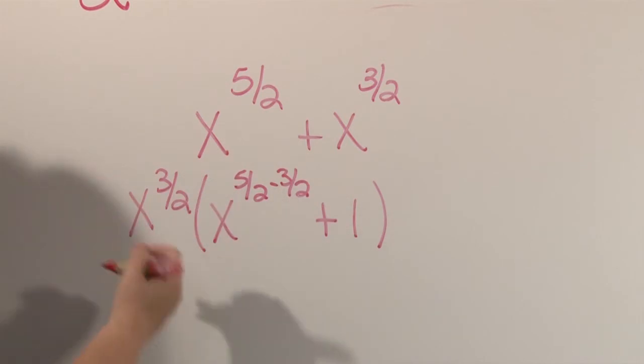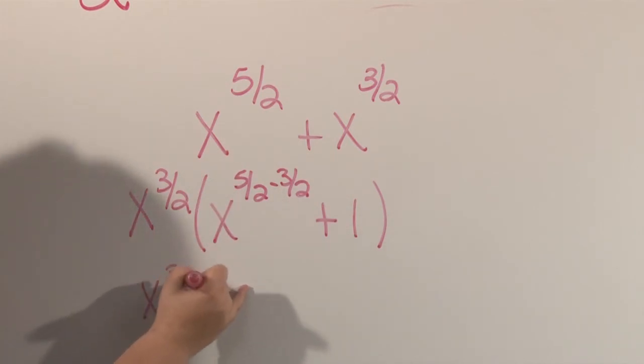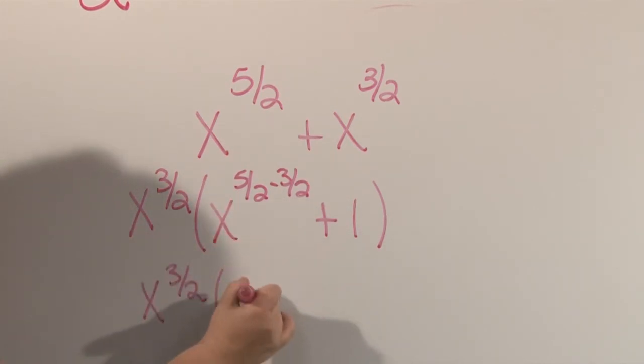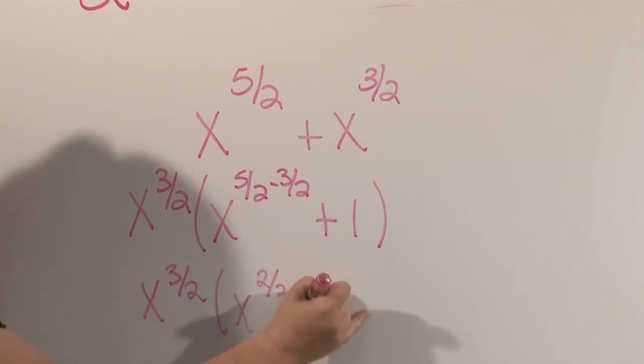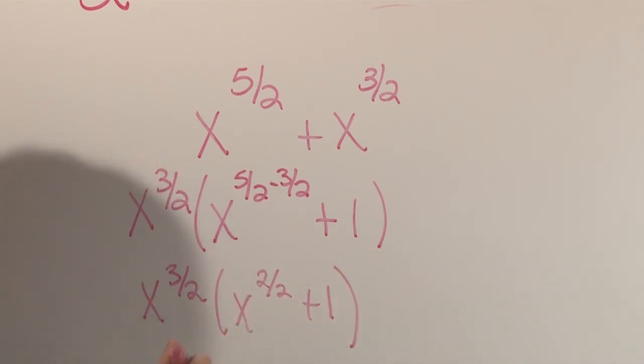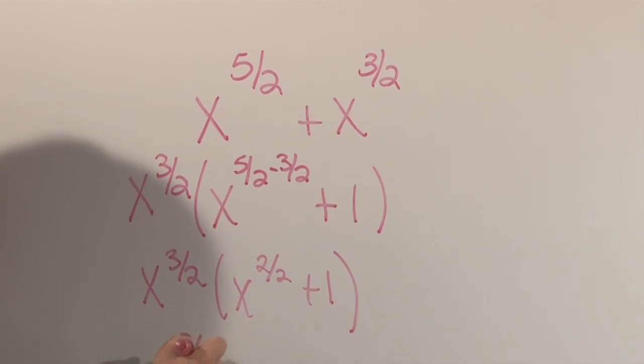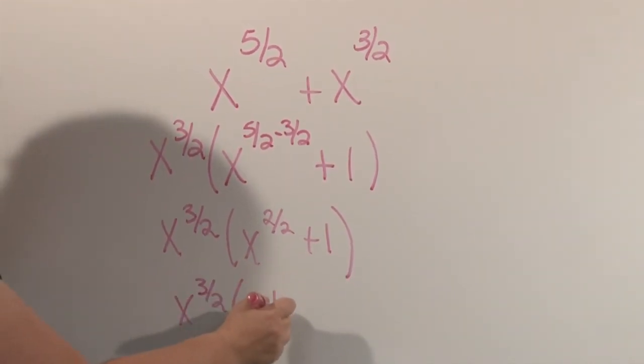We've now factored out this x to the 3/2. We now have x to the 2/2. That's kind of funny looking. Let's simplify it to what it's actually saying. And we're left with x plus 1.